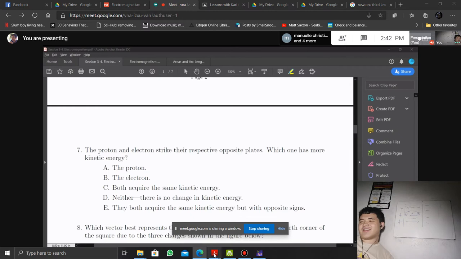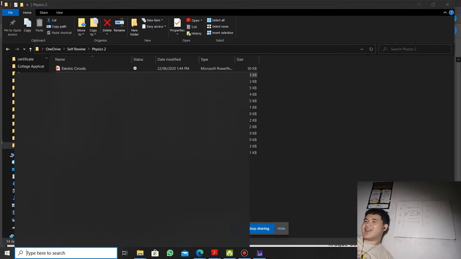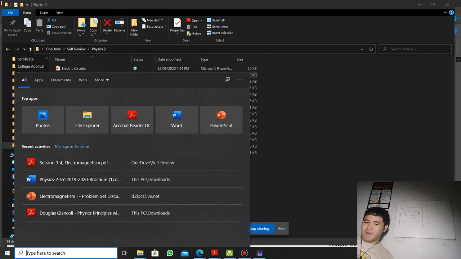Hindi, pero... teka. Sandali lang. I'll check the reference, ha. Pero kasi, if ako sasagot niya, ang sagot natin dyan is yung proton. Kasi, obviously, 1/2 mv². So, obviously, si proton yung mas mabigat, di ba? So, siya yung magigain ng kinetic energy. Kaya lang, hindi tayo sure kung pareho yung speed nila, no?